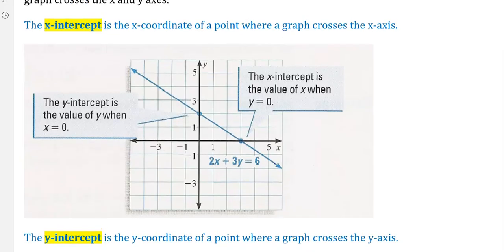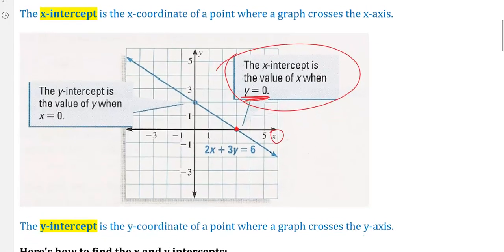So, when we talk about the x-intercept, that's the x-coordinate of a point where a graph crosses the x-axis. And that's right here on this one. There's our x-axis, and that's the x-intercept, where that line crosses the x-axis. Now, the cool thing to remember is that the x-intercept is the value of x when y equals 0. So x-intercept, y equals 0. Again, x-intercept, y equals 0.